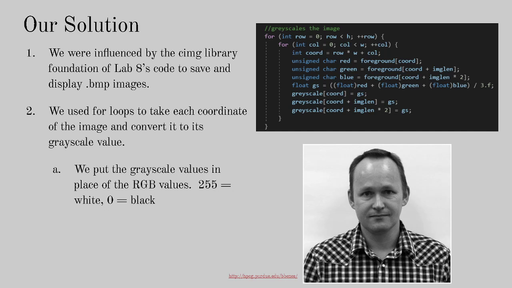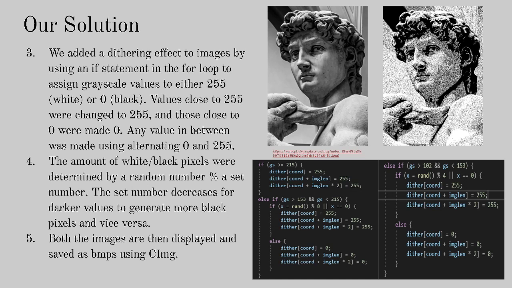So for our solution, we used the C image library and foundations from Lab 8 in order to display and save the BMP images. And we used for loops and took the coordinates of the image and converted them into grayscale. And to add the dithering effect, we took any values that were close to 255 and made them white, and any values close to 0 and made them black.